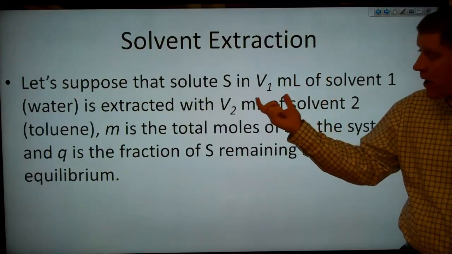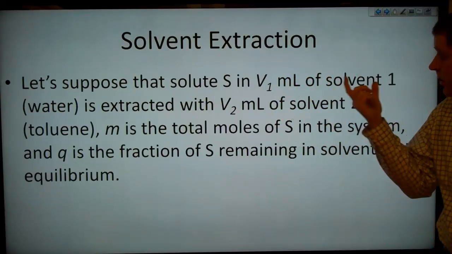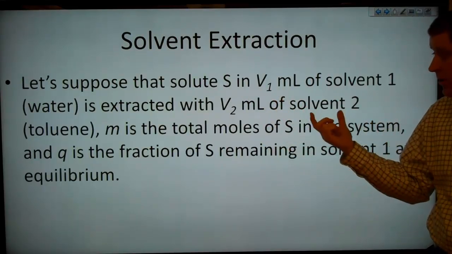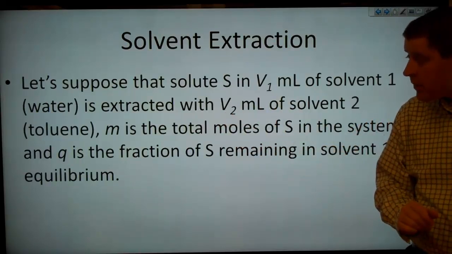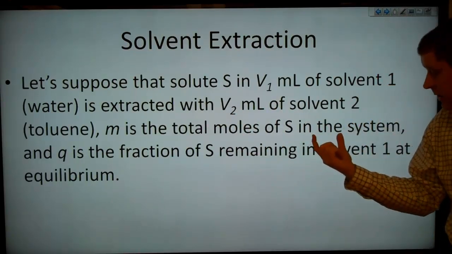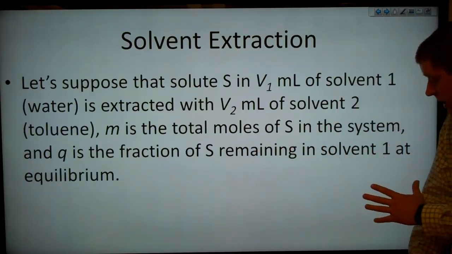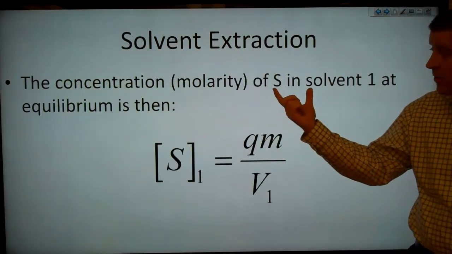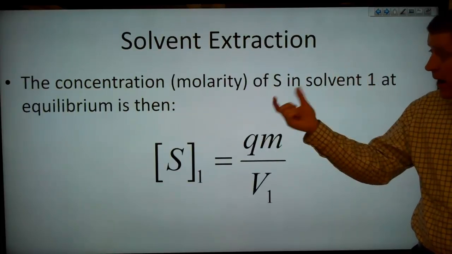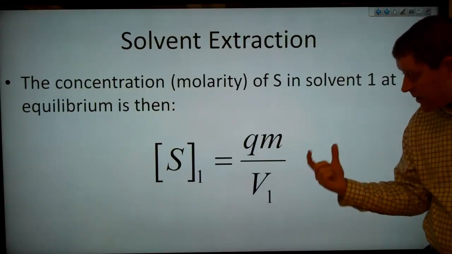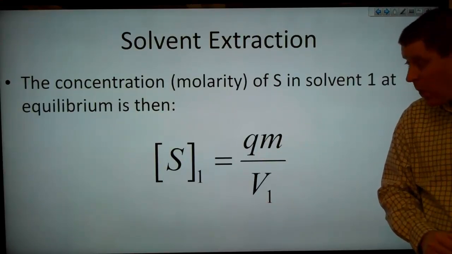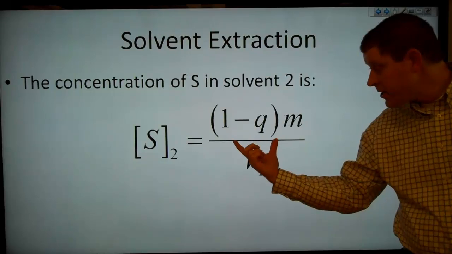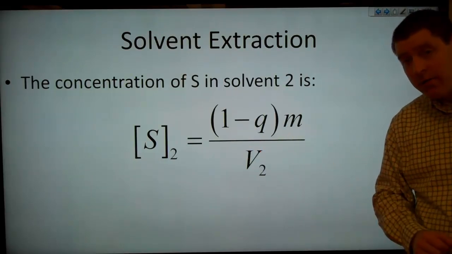Let's suppose that solute S in V1 milliliters of solvent 1, let's say this is water, is extracted with V2 milliliters of solvent 2, let's say toluene. M is the total number of moles of S in the system, and Q is the fraction of S remaining in solvent 1, the water phase, at equilibrium. That means the concentration in molarity of S in solvent 1 at equilibrium is Q times M divided by V1. And the concentration of S in solvent 2 is the quantity 1 minus Q times M divided by V2.